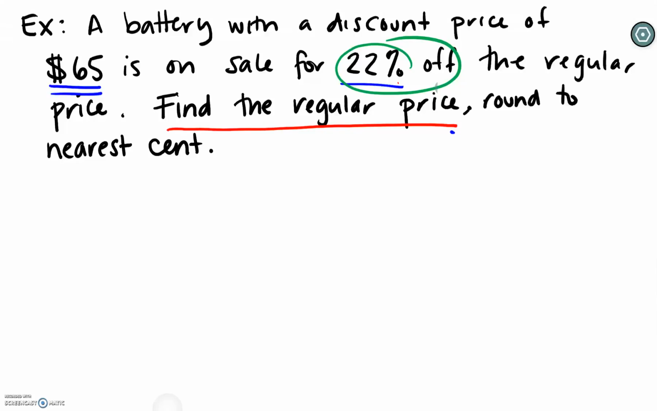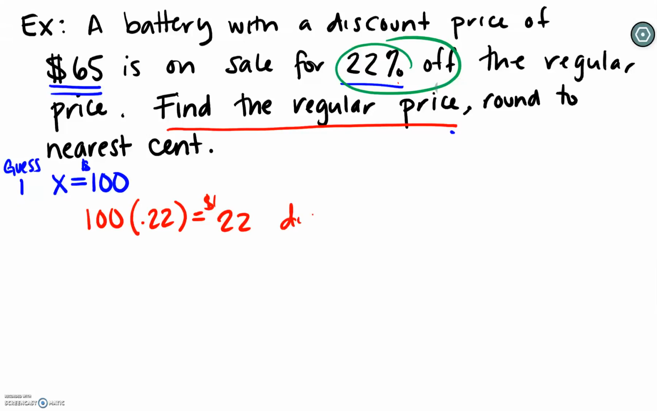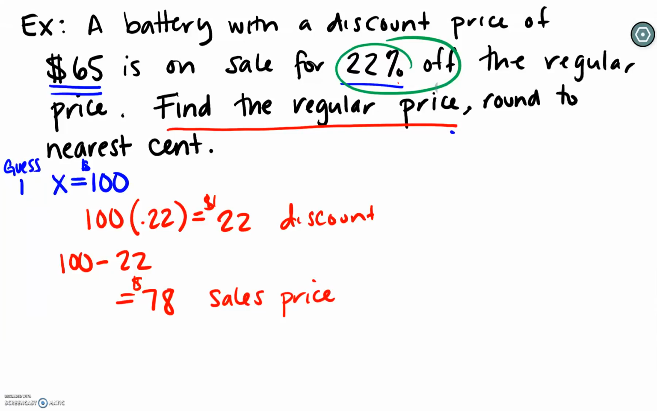So let's just guess at a regular price. I know I said that that's a bad idea, but we can try it. So let's say that our regular price is $100. That's our guess. What we can do is plug that $100 into the sort of algorithm we've been doing, right? We could say, okay, well, 100 times 0.22, that's going to give me my discount. There's our discount. And then I can take the original price, 100 minus 22, and I get that my sales price is $78. Which is too much, right?